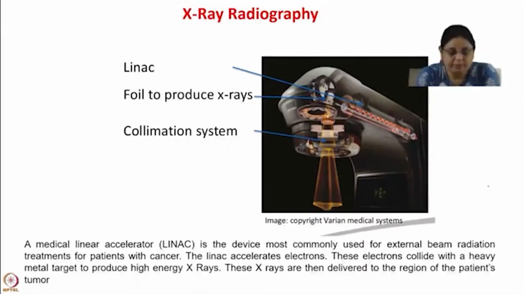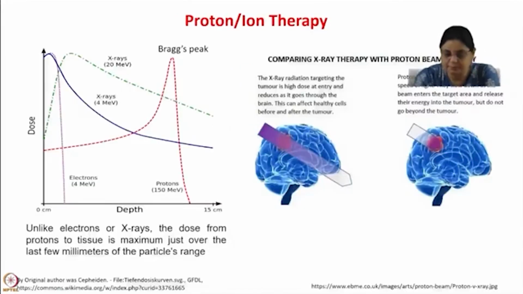So, X-ray radiography. Here is a picture of a linac. The electron linac hits a target, and here X-rays are produced. These X-rays are then used to irradiate the cancerous tumor in the patient's body and kill the cancerous cells. So these are used in several hospitals for treatment of cancer. Nowadays proton and ion therapy is also gaining a lot of importance for treatment.